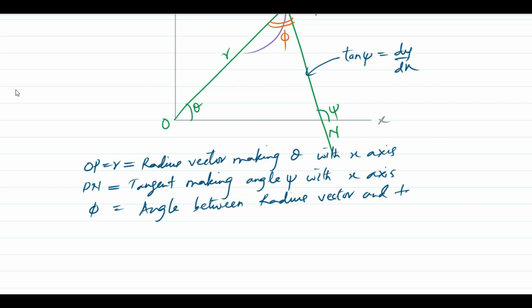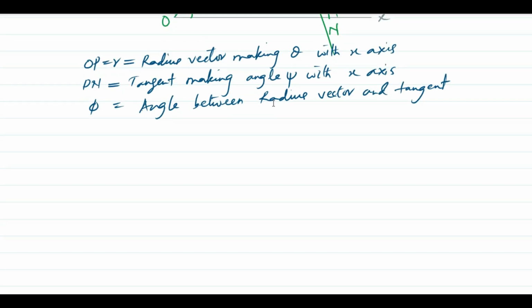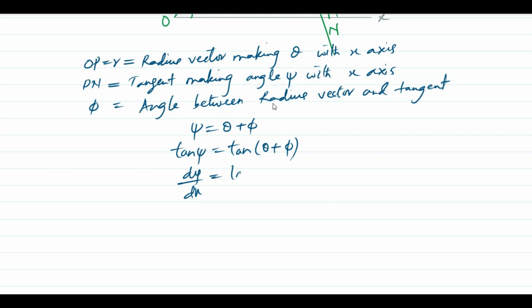and tangent. From the figure and basic geometry, we can see that the exterior angle is equal to the sum of the interior angles, that is psi is equal to theta plus phi. Now applying tan on both sides, we get tan psi is equal to tan of theta plus phi. But tan psi is dy by dx, so dy by dx is equal to tan of theta plus phi.